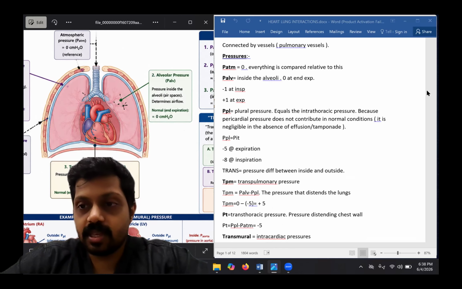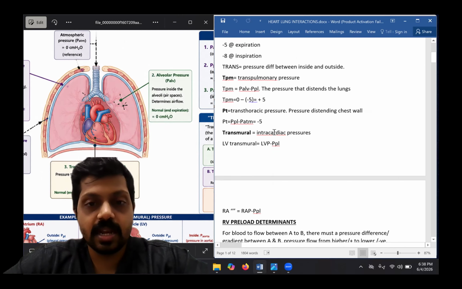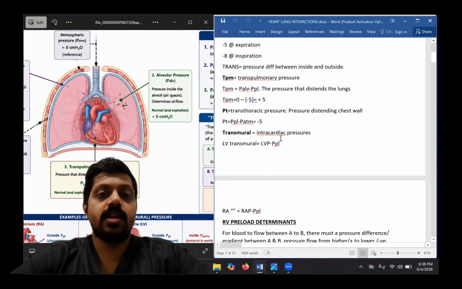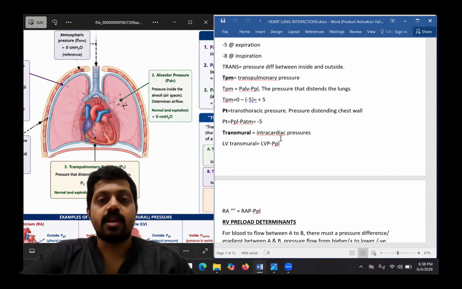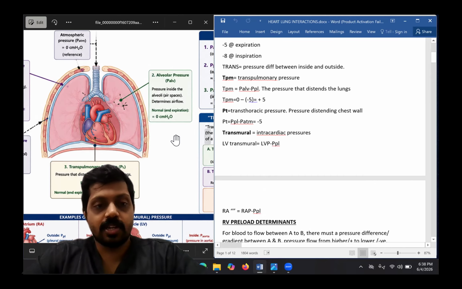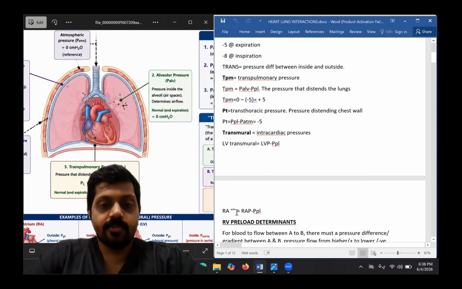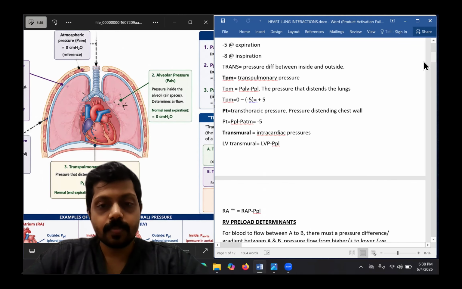Something called transmural pressure is also there. Transmural pressure is intracardiac or intracavitary pressure relative to the outside. When you say LV transmural pressure, it is the pressure inside the LV minus the pressure outside the LV. So left ventricular pressure minus the pressure outside your heart, which is the intrathoracic or pleural pressure. Similarly, RA transmural pressure is RA pressure minus pleural pressure.